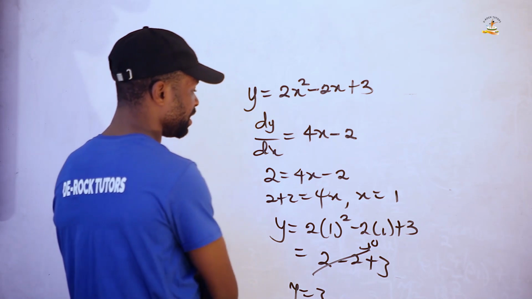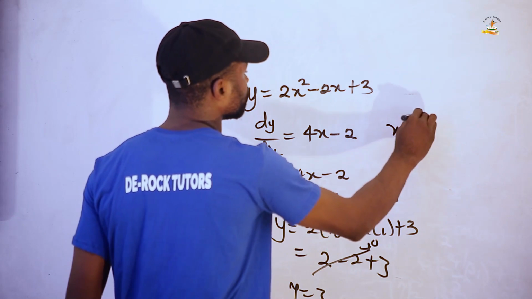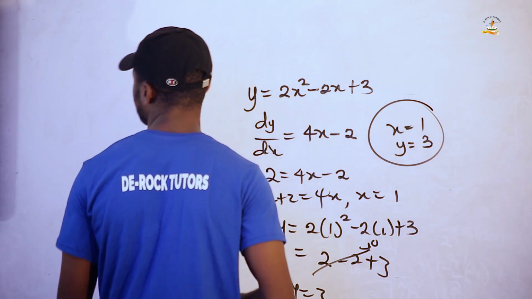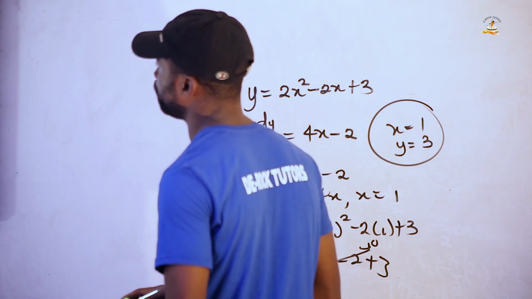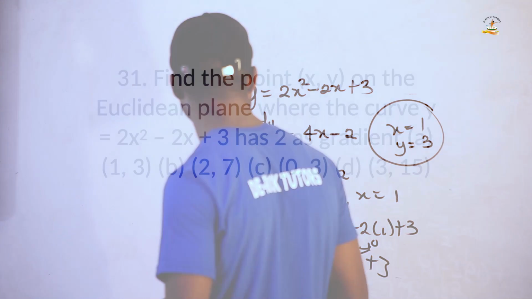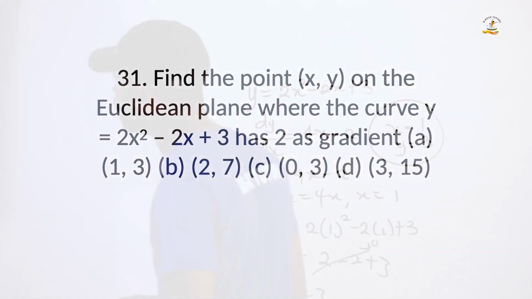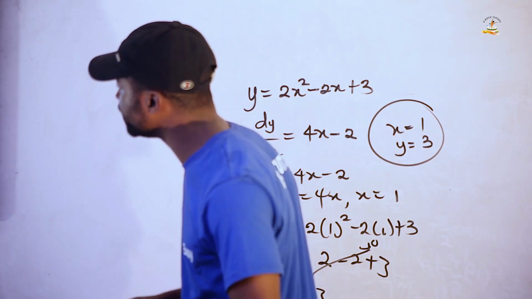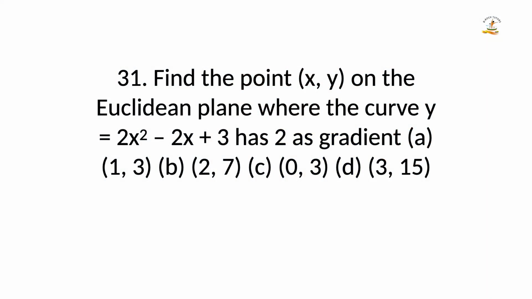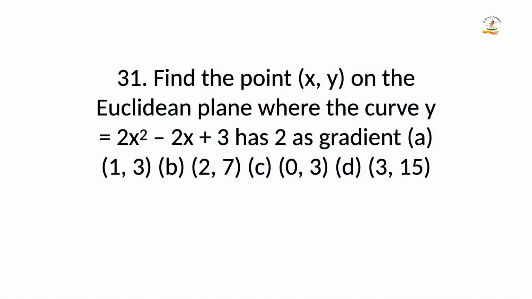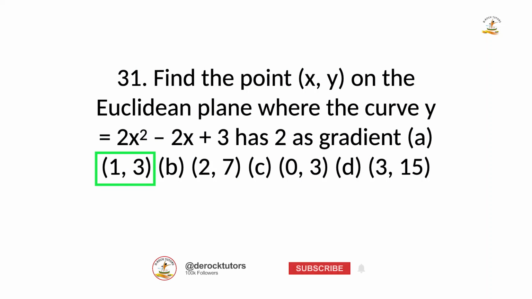It means that the value of x is equal to 1 and the corresponding value of y is equal to 3. Therefore, the point (1, 3) will form the coordinate (x, y) on the Euclidean plane where the gradient of the curve y equals 2x squared minus 2x plus 3 is equal to 2. So the correct option there is option A.